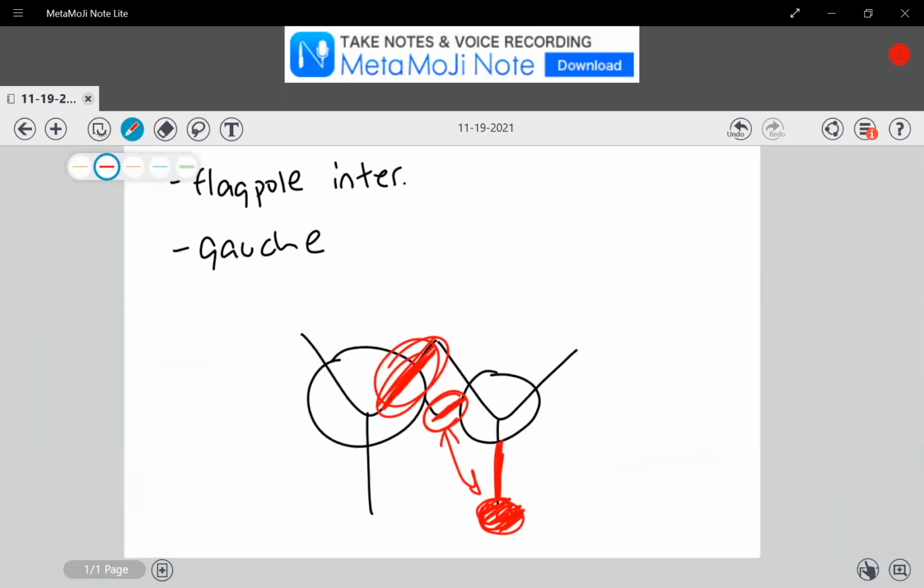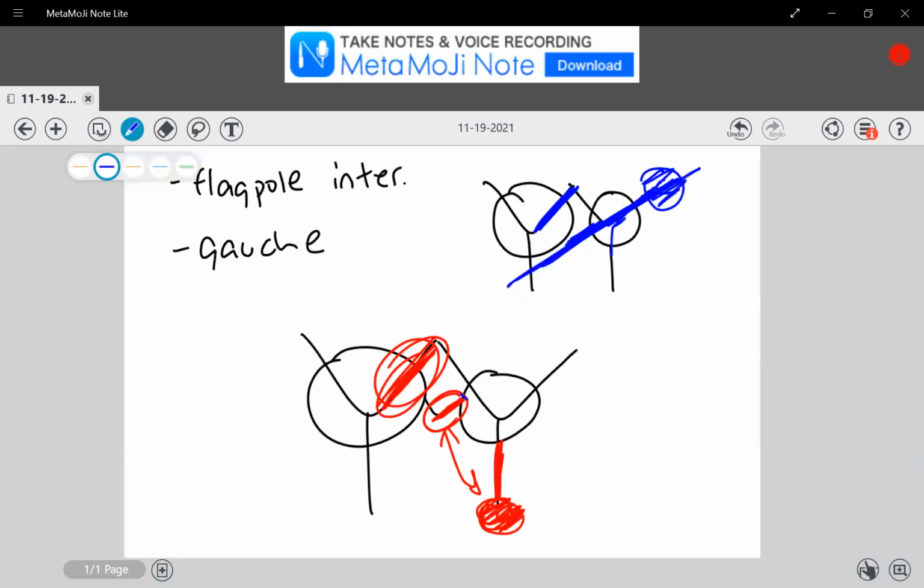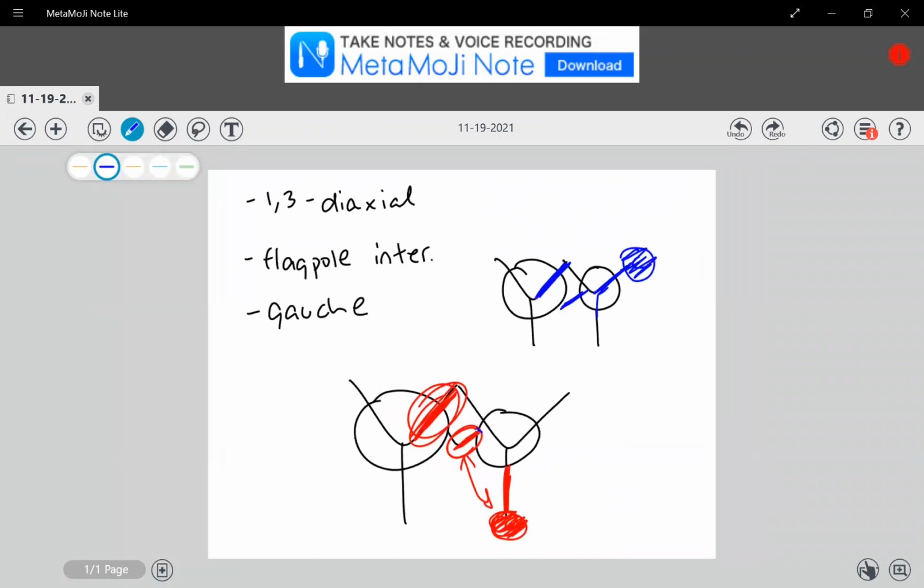We can fix this, however, if we go ahead and draw the substituent in an axial manner. So this time, the substituent is up here. And instead, what happens is that we get favorable anti-periplanar conformations instead of the gauche right here. And this is actually why we like to draw our substituents as being equatorial instead of axial.